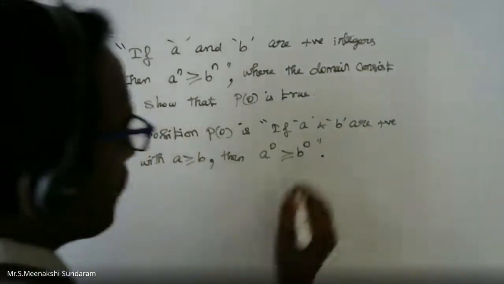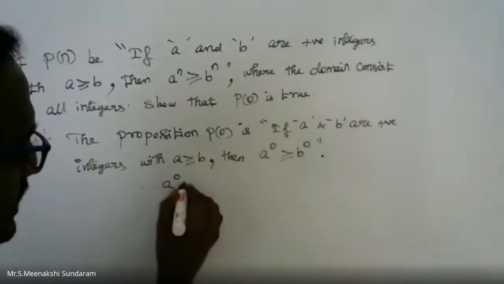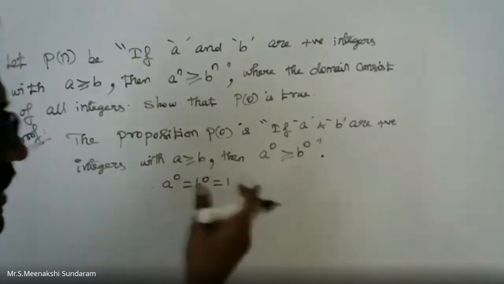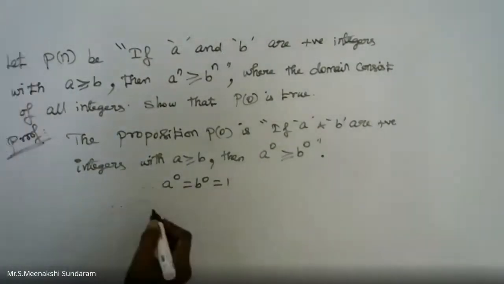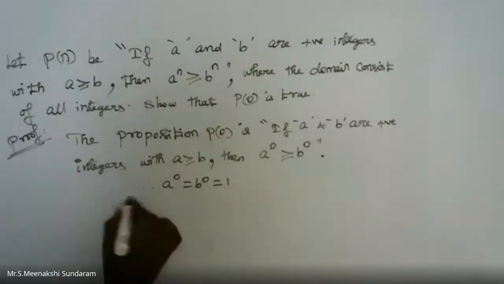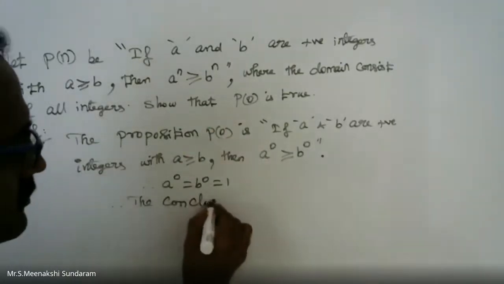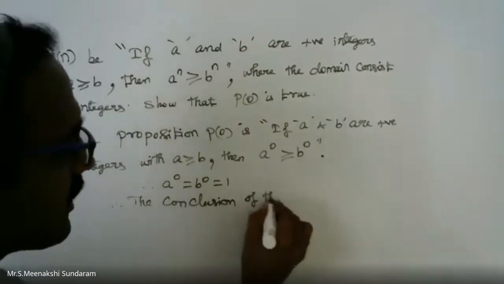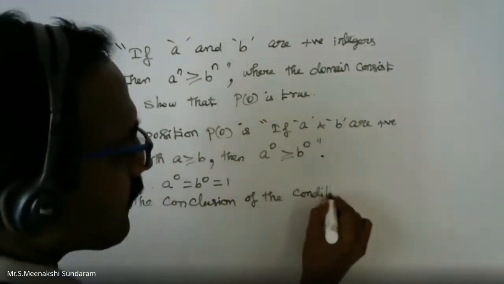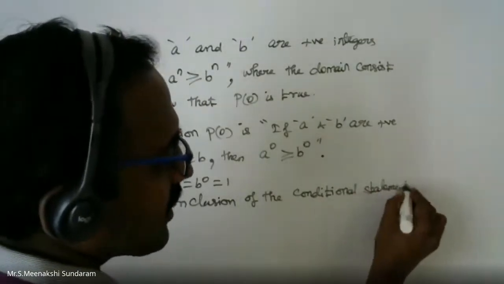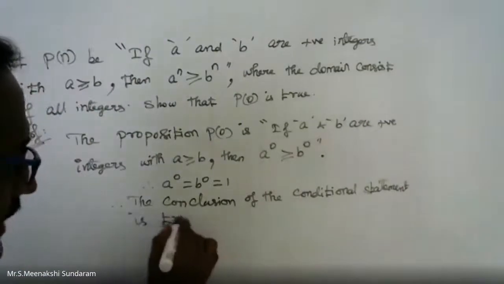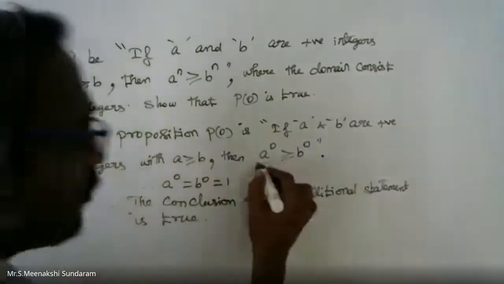What can you conclude here? A power 0 and B power 0, both answers are 1. A power 0 is 1, B power 0 is also 1. So both are equal to 1. Therefore, the conclusion of the conditional statement is true. We don't bother with the input, only the output.